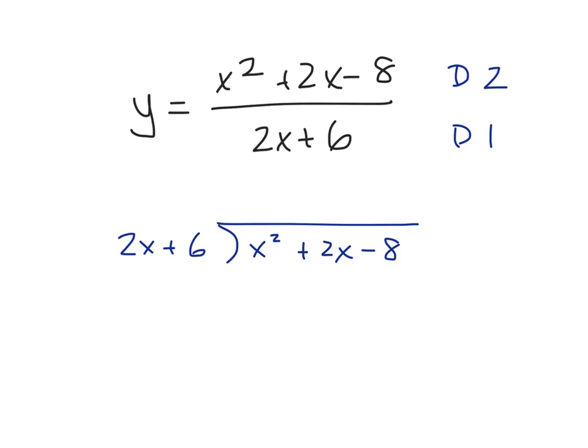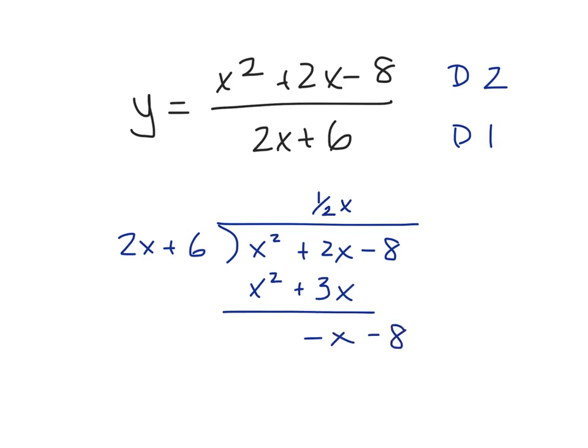First of all, we're looking for a number that we can multiply 2x by to get x squared. And the answer to that is 1/2 x, right? We would need to divide by that 2. And then let's multiply that back in. So if we do that, we're going to get x squared plus 3x. And then when we subtract, we're going to get negative x minus 8.